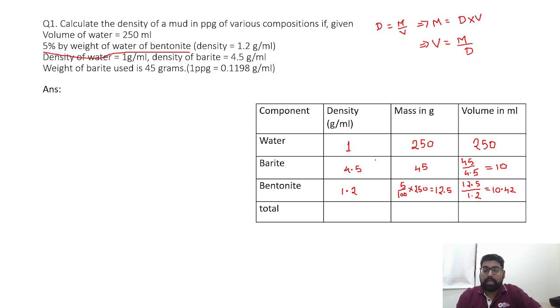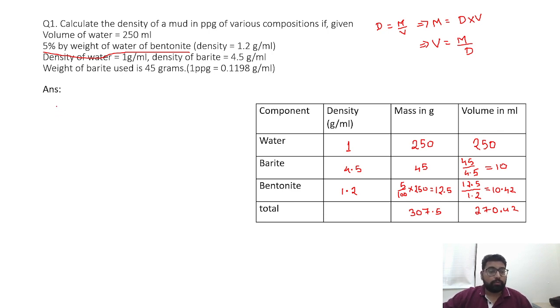You added all the known values. You did the calculation. Now we are going to add the total mass. So what is the total mass? If I add 250 plus 45 plus 12.5, I get 307.5. Similarly, if I add all the volumes, 250 plus 10 plus 10.42, you get volume as 270.42. So this is the total value.